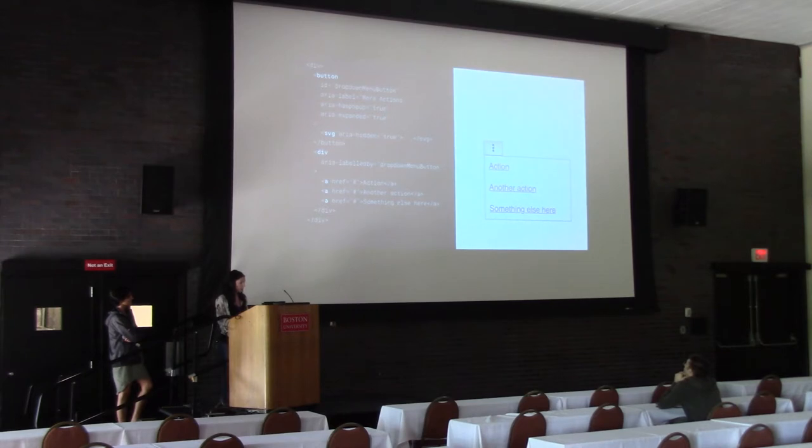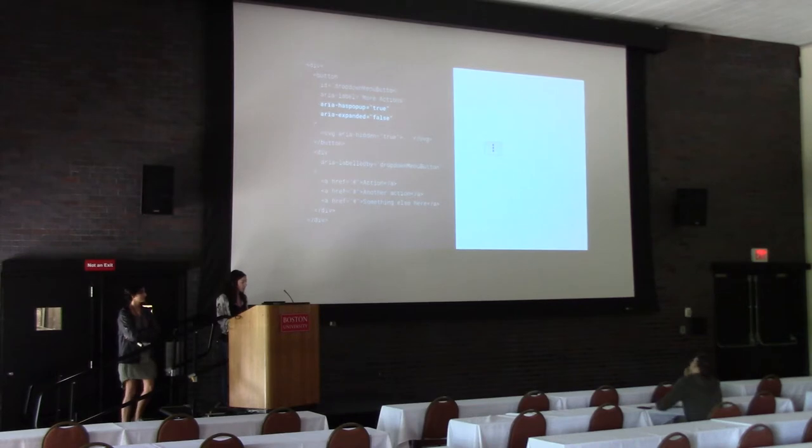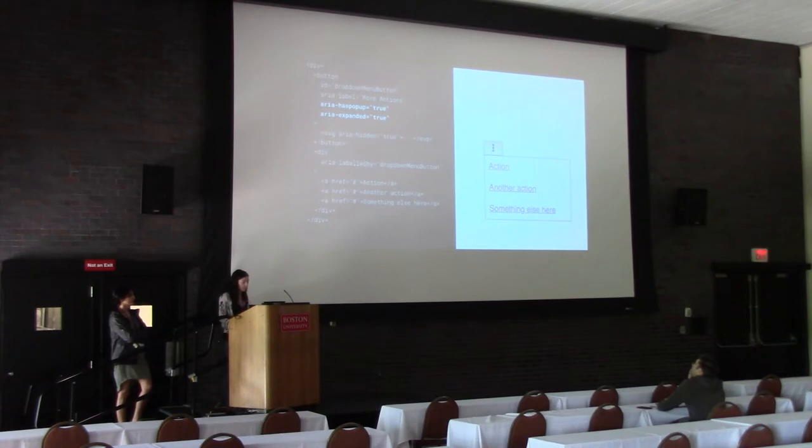So our implementation consisted of a button that included an SVG icon and then a div that had links for the menu items. We ended up testing two variations of this menu because in our first test, we noticed an issue with the VoiceOver. So our first variation had both ARIA has pop-up set to true and also included ARIA expanded set to false when the menu is hidden and then set to true when the menu is visible.